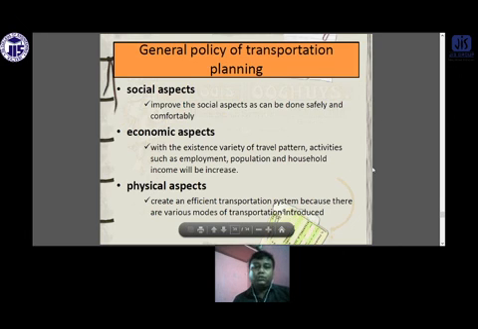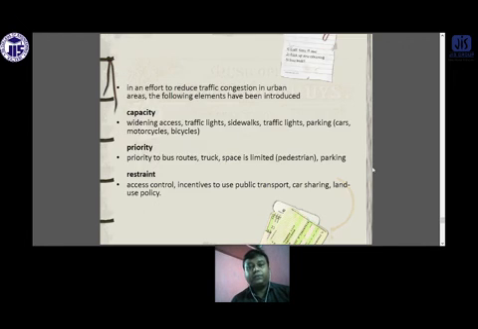So what are the general policies of transportation planning? The social aspects: improvement of the social aspects so that travel can be done safely and comfortably. Economic aspect: with the existing variety of travel pattern activities, population and household income will increase. Physical aspects: to create an efficient transportation system, because various modes of transportation have been introduced. So what is the capacity? It includes widening the access, traffic lights, sidewalks, and parking for vehicles, two-wheelers and four-wheelers. Those are the things that can also be managed.